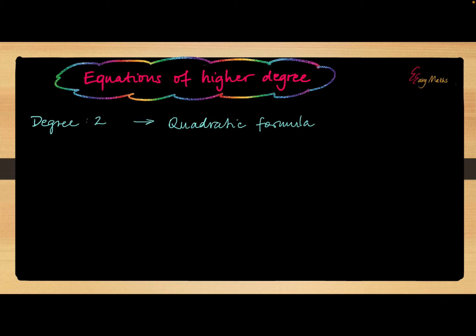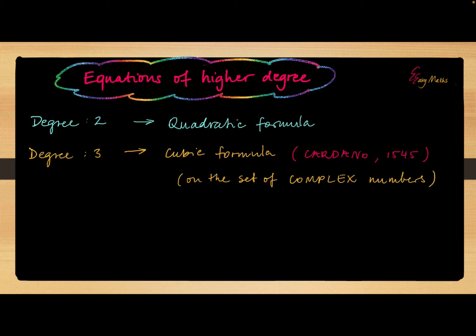Now, in the case of quadratic equations, we had the quadratic formula that would always work and that would always help us in finding out the solutions. Now, a huge effort was made to find a general formula for the solution of higher degree equations, but with little success. A formula for cubic equations was introduced by the Italian mathematician Cardano in 1545. But this is on the set of complex numbers. We do not always have real solutions.